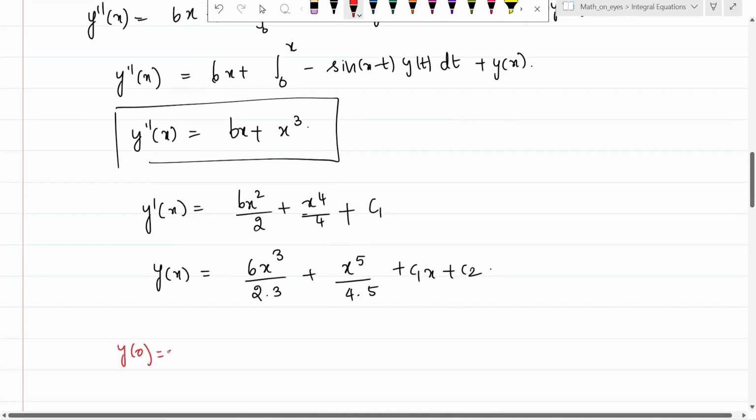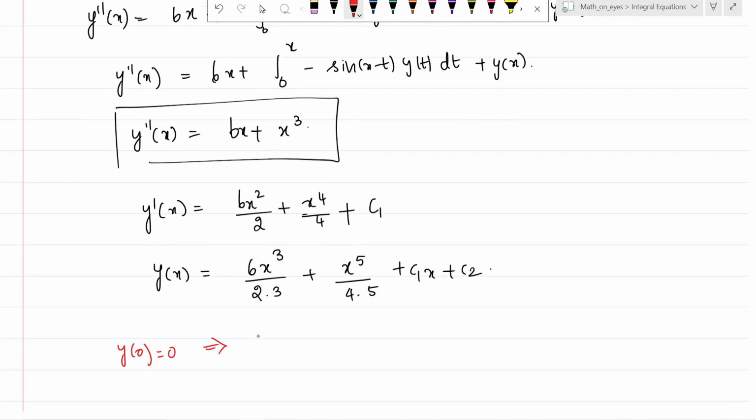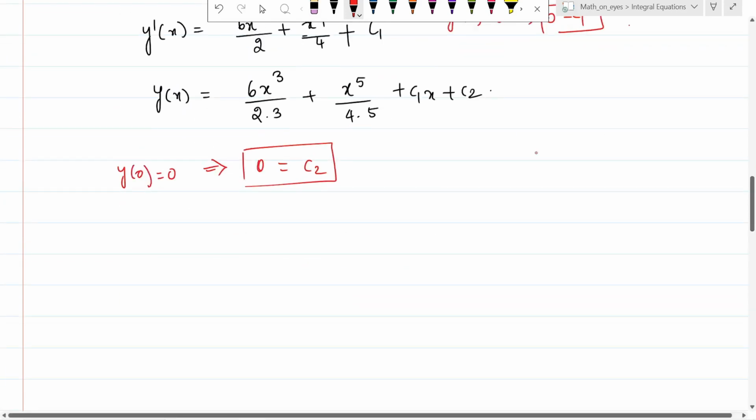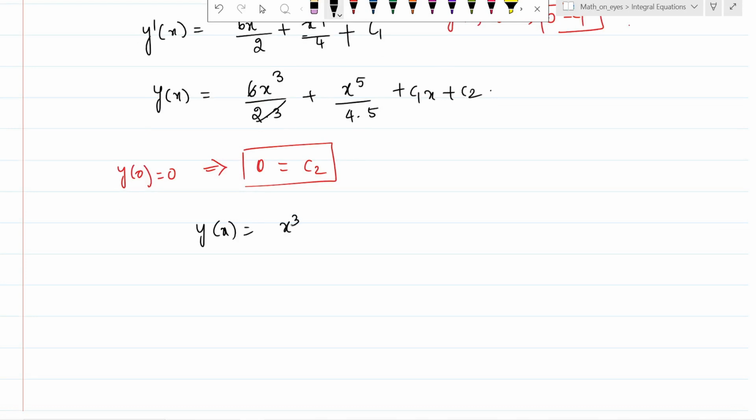Substitute here and we will have the solution. y of 0 is equal to 0, so that implies c2 is equal to 0. And then y dash of 0 is equal to 0, which implies c1 is 0. So c1 is 0 and c2 is 0. y of x is equal to, 6 and 6 cancel each other, so we have x cube plus x power 5 divided by 20, plus c1 is 0 and c2 is 0. This is what our y of x is.